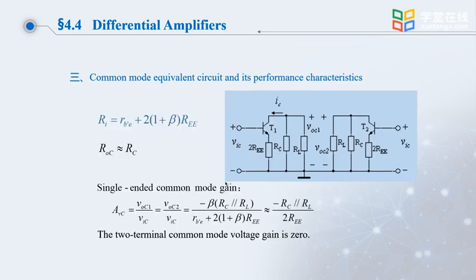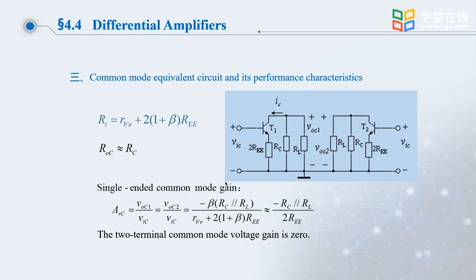It can be seen that the resistance of each emitter at this time is equal to 2 times REE. For common mode circuits, the input resistance is the same at each end. Ri is equal to RBE plus 2 times (1 plus beta) REE. The common mode output resistance is equal to RC. The single-ended common mode gain is equal to the ratio of the output voltage at each end to the input common mode voltage. It can be seen that it is equal to one of the half circuits. The amplifier gain represented is RL out of 2 REE.